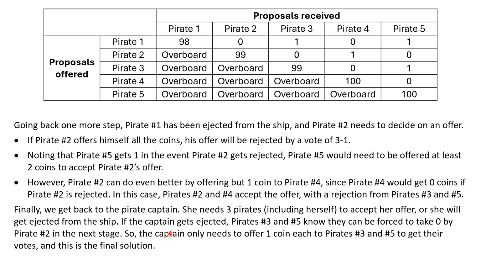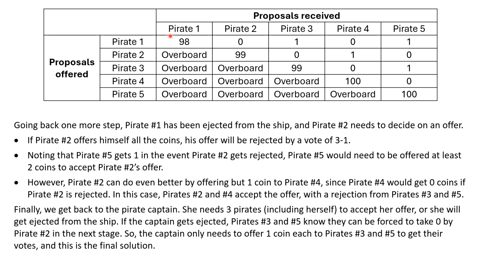So if the captain gets rejected, pirates 3 and 5 know they can be forced to take 0, right? That's this second row down here. So if she gives them both 1, then that does better than getting the 0, which is what they would get if they throw the captain overboard by voting no. So they're going to vote yes. They'll get 1 each. Pirate 2 and 4 could vote no, and they will because they're getting 0, and so the captain would win 3-2, and then this would be the actual outcome.